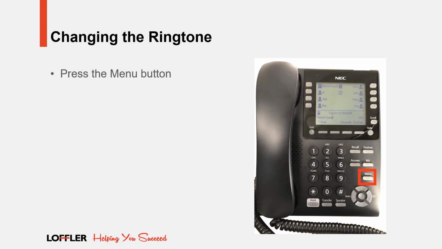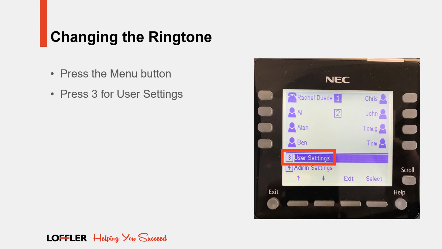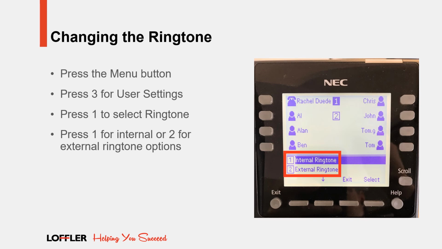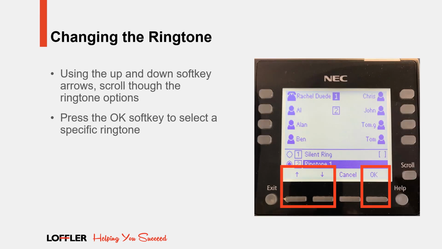To change the ringtone, press the Menu button. Press 3 for User Settings. Press 1 to select Ringtone. Press 1 for internal or 2 for external ringtone options. Use the up and down soft key arrows to scroll through the ringtone options. Press the OK soft key to select a specific ringtone.